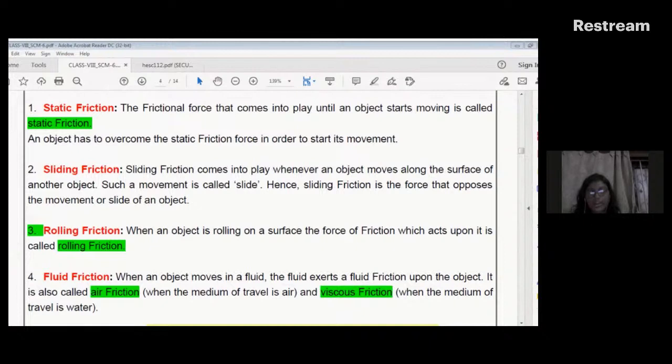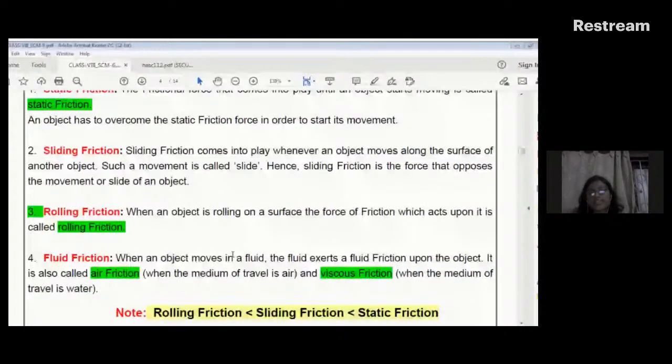Okay. Now, here are some questions. Next, we always need to remember that rolling friction is the smallest. Leaving aside fluid friction, among the three main types: static friction, rolling friction, and sliding friction, the biggest is static friction. The force of friction is greatest in static friction, then comes sliding friction, and then rolling friction, which has the lowest force of friction.